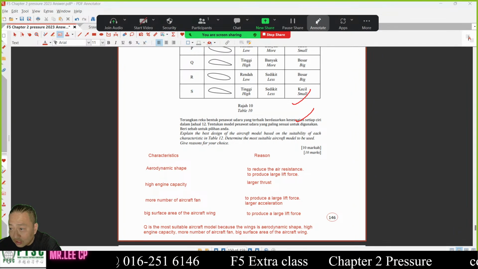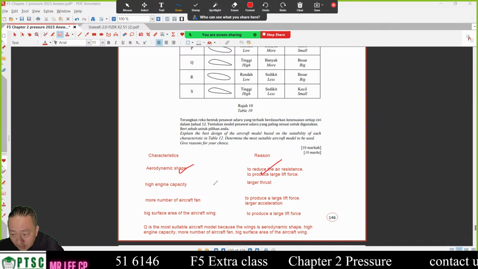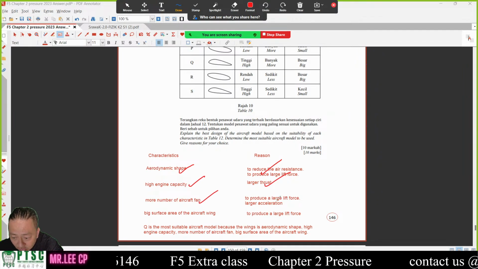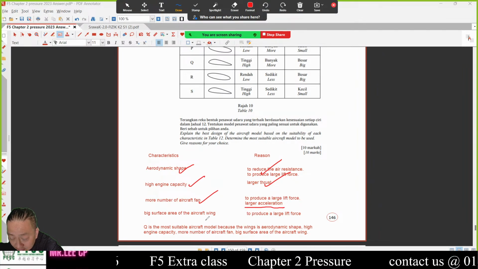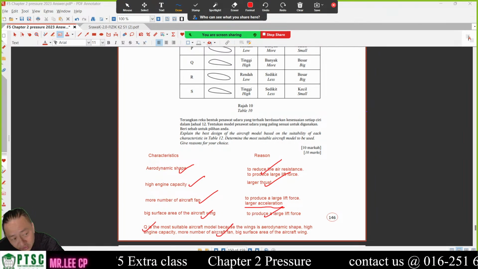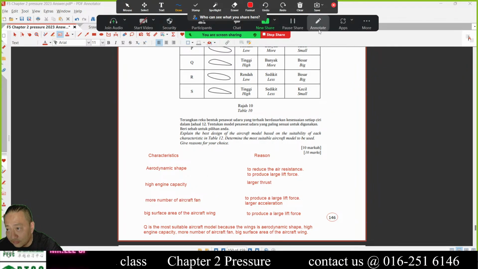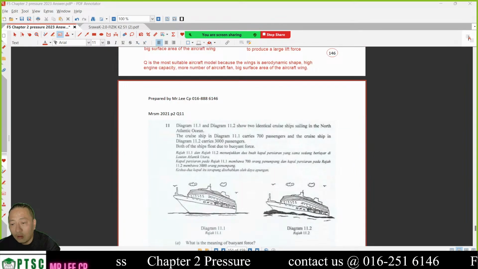So if I answer here, I will get 1 mark, 2 marks, 3 marks, 4 marks, 5 marks, and this one I don't get a mark, right? 6, 7, 8, 9 marks. I will get 9 marks. All right. I hope you know how to answer the question.